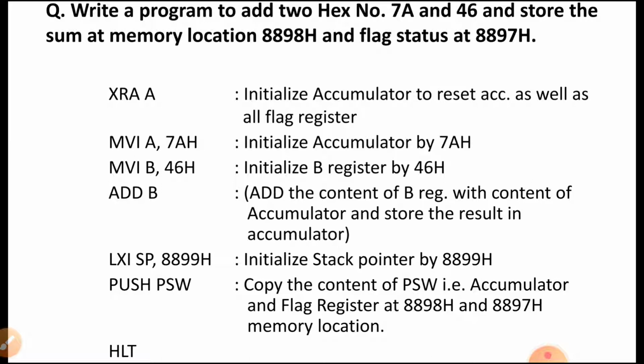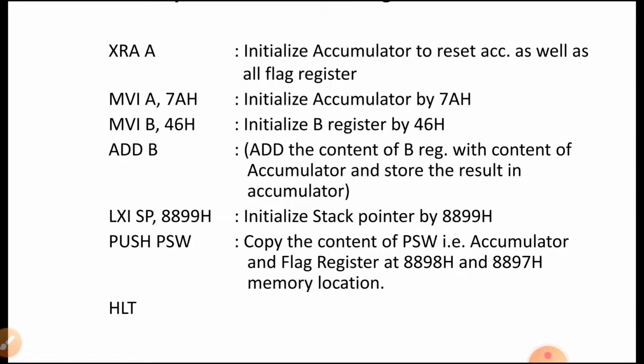Since the first memory location where we have to store the sum is 8898, we have to initialize the stack pointer with 8899, and then after initializing 8899, PUSH PSW is used, whose purpose is to copy the content of the program status word. And we know that the program status word is a combination of the accumulator as well as the flag register, where the accumulator is the higher order register of the PSW and the flag register is the lower order content of the PSW.